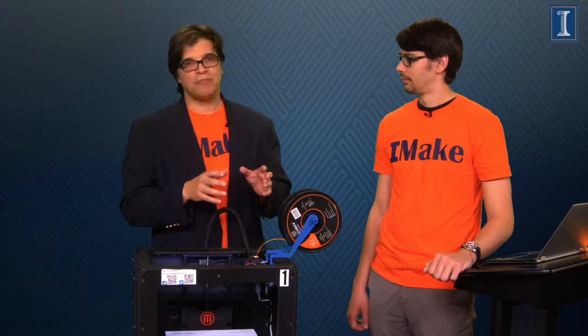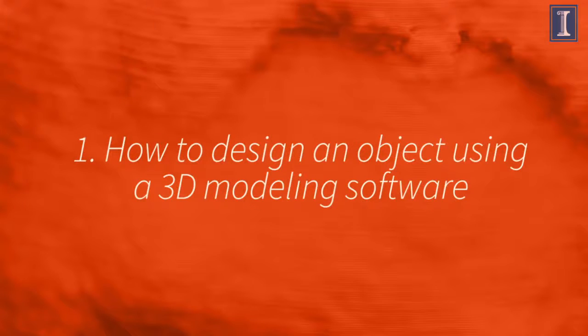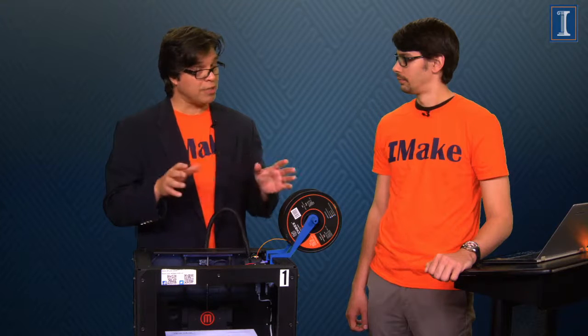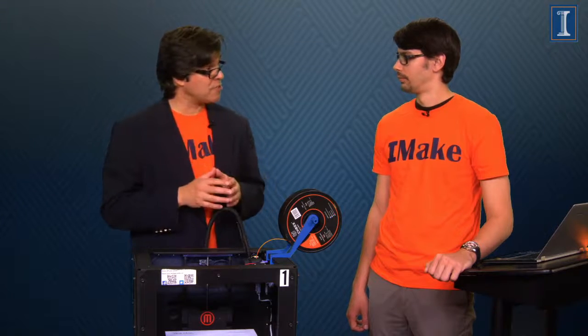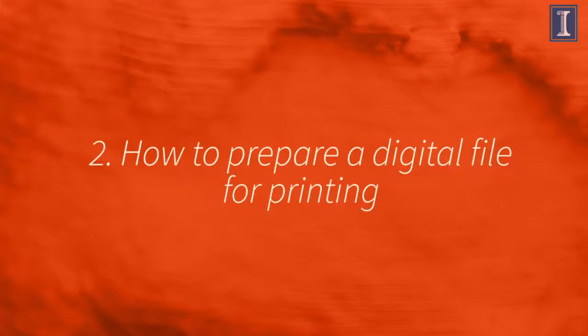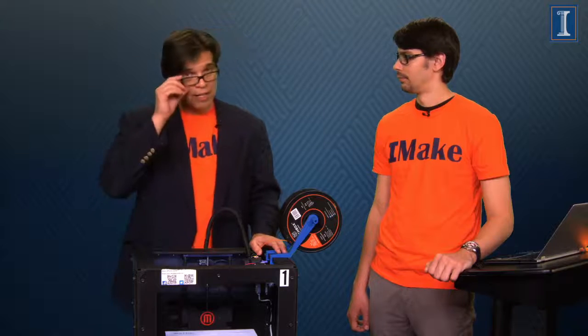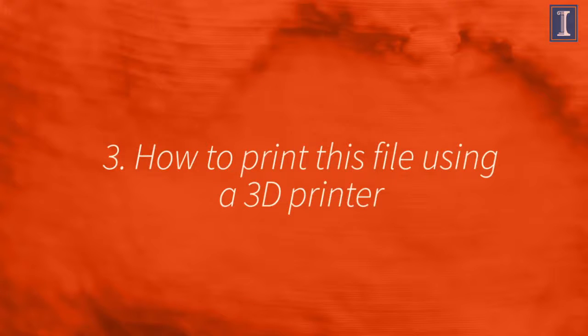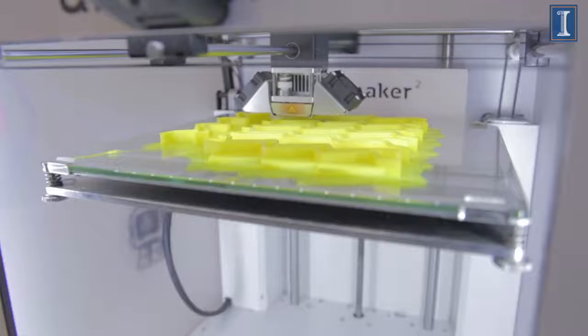I'm going to go through 3 steps. First of all, how to take an idea and create it using a 3D modeling program. In this case, Danny will be demonstrating very quickly a program called Fusion 360. That's right. Second, how to prepare that digital file for printing on a 3D printer. Then finally, how to actually take that file, put it on a printer, and come out with a finished object.